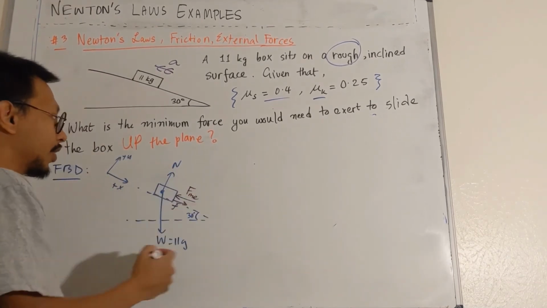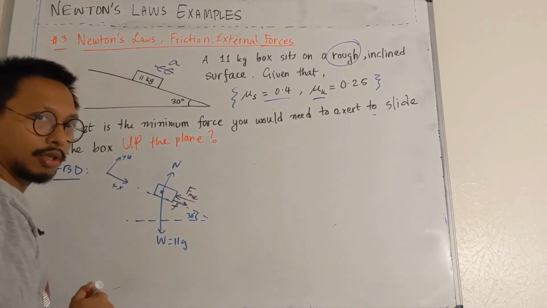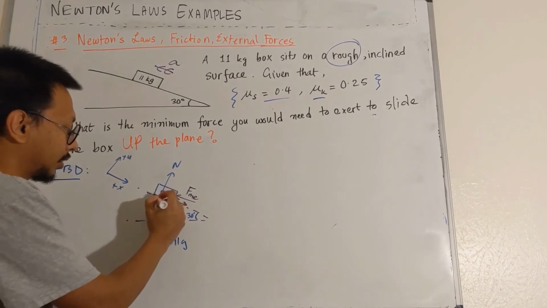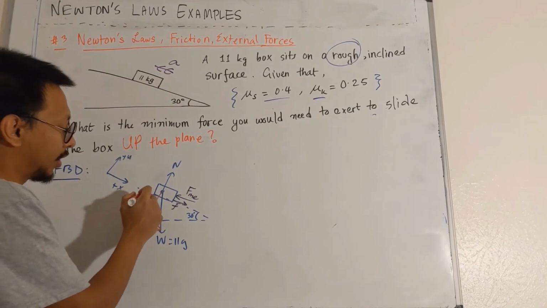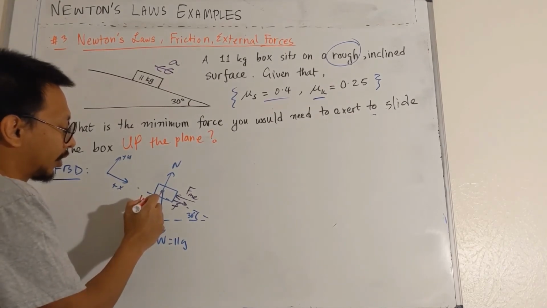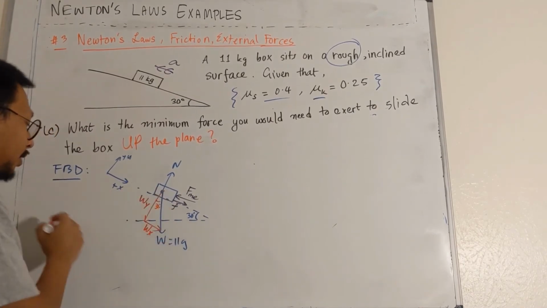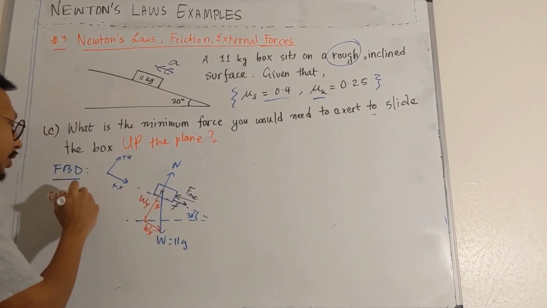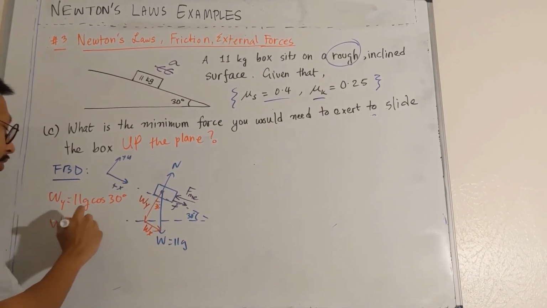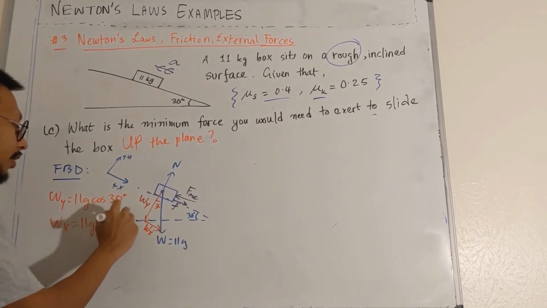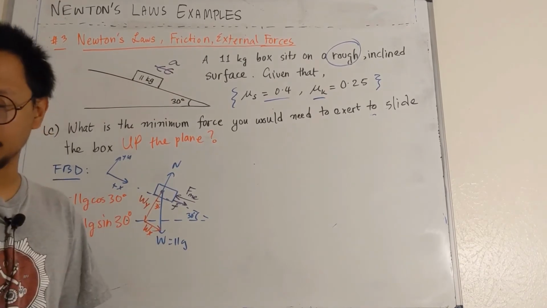The next thing we do is rearrange all of the forces such that all of the forces are in accordance with the chosen coordinate axis. So we break the weight down to align it with Wy and Wx, and this is 30. So Wy is 11g cosine 30. As before, Wx is also 11g sine 30. So this is the gist of it.